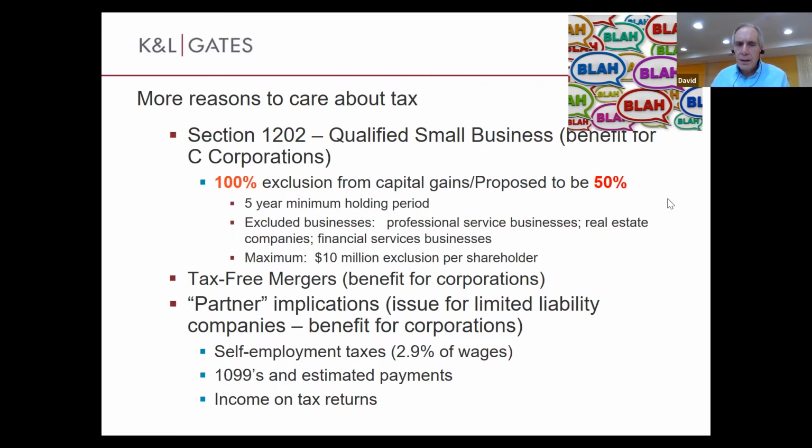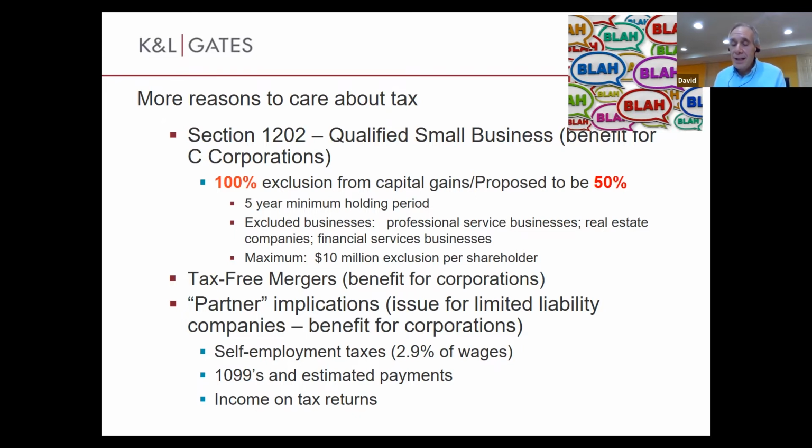Then I can exclude that gain when I sell that stock. Guess how much? 100% exclusion. I don't pay any federal capital gains tax up to, I'm sorry, there's a $10 million cap. So it's only the first $10 million of gain. Okay, but that's $10 million of exclusion.